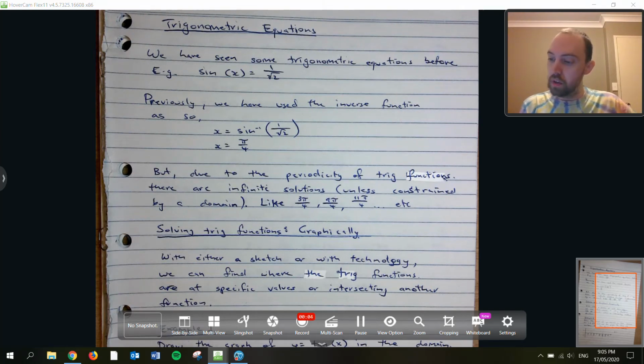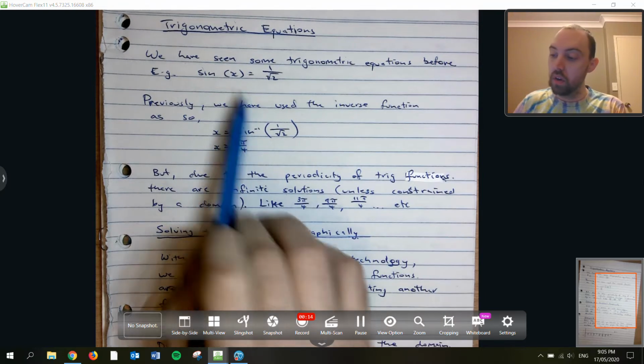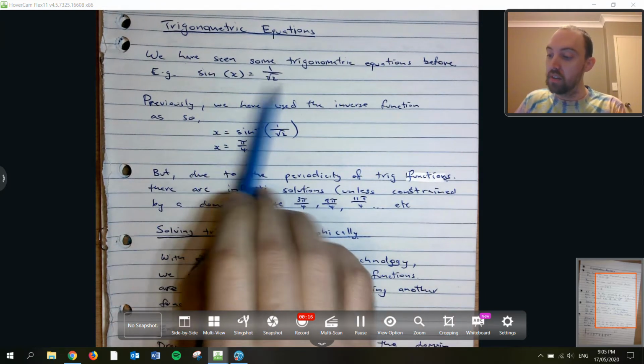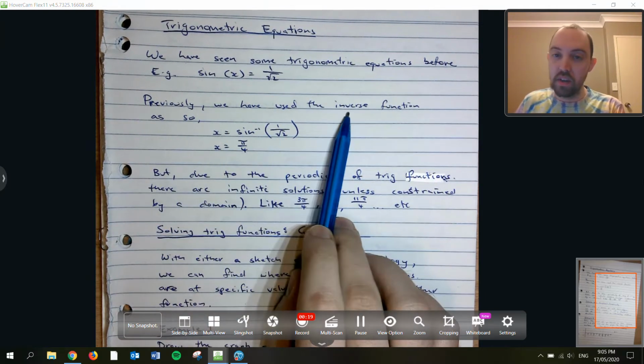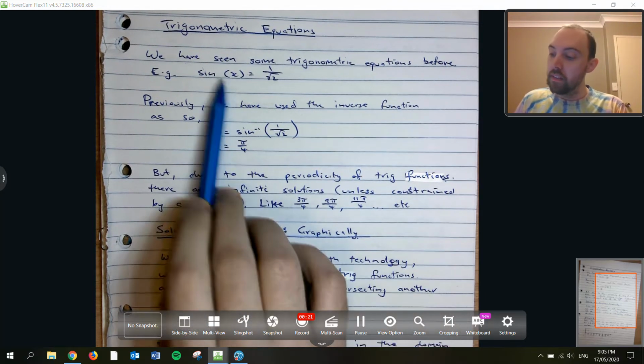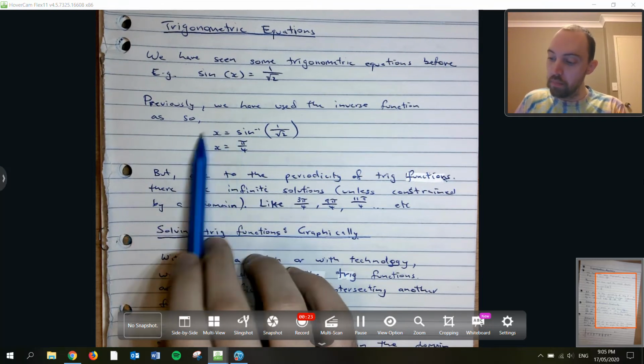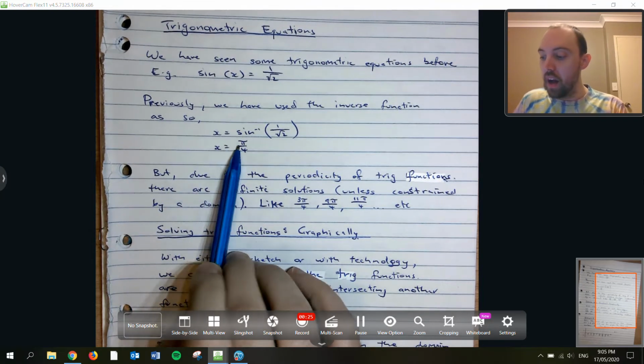Today we're doing trigonometric equations. Okay, so we've done a little bit of this so far, but we haven't considered it to the full extent that we could be. So we've been solving problems like this using our calculator, usually using this inverse function. And so we do sine to the -1 on both sides, and then we get a value.